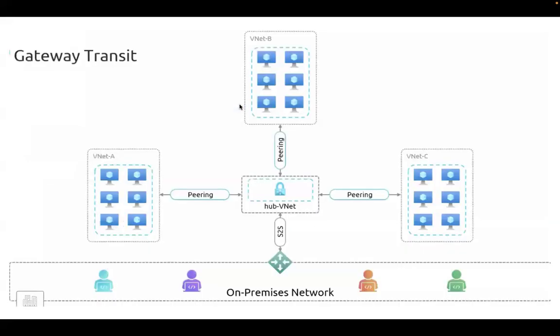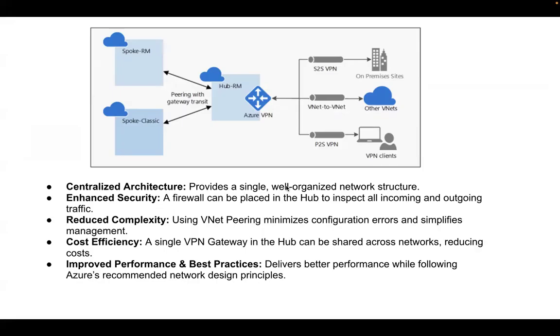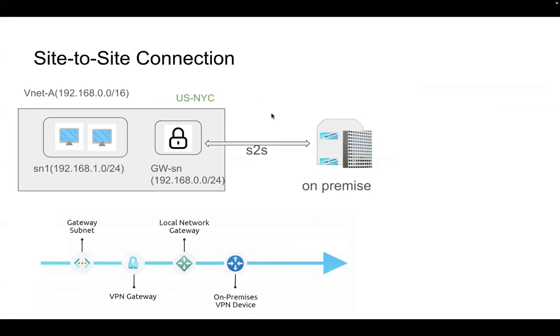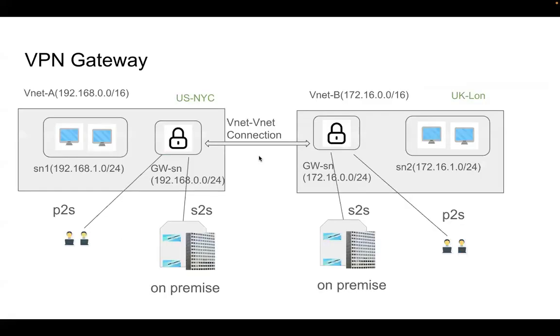Instead of introducing one more new VNet, this is also one option. You can directly configure one of the VNets as a hub. The same thing applies: they configure peering between these, and here they will configure the VPN gateway. It can be site to site, VNet to VNet, or point to site VPN, because as we learned earlier, this VPN gateway will support site to site, point to site, and VNet to VNet connections.